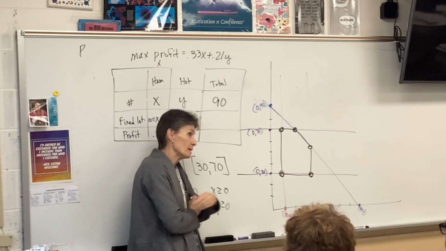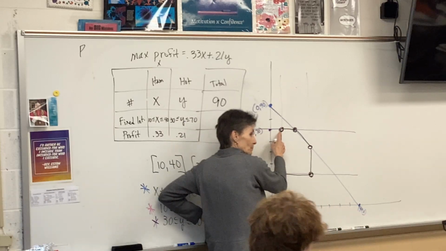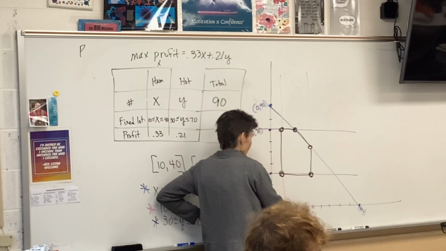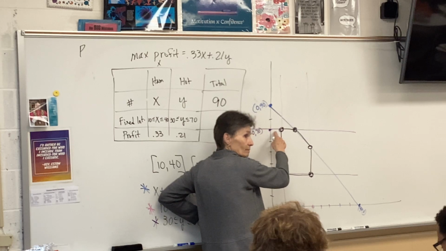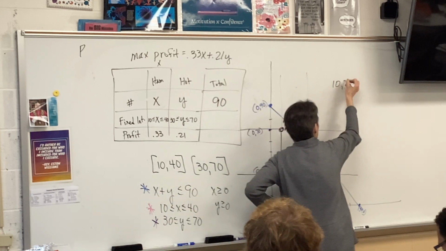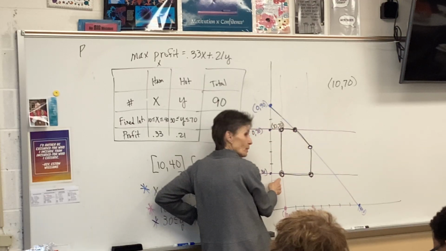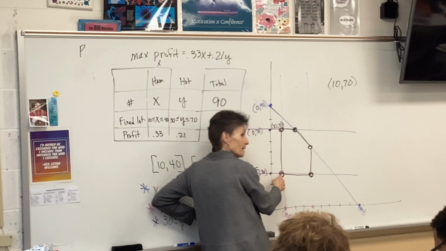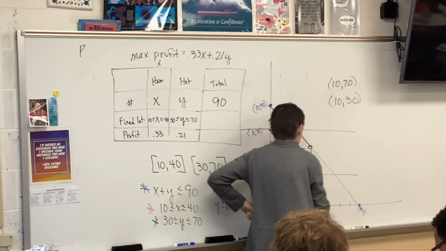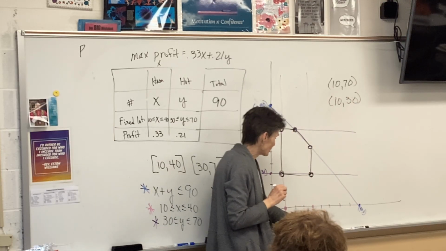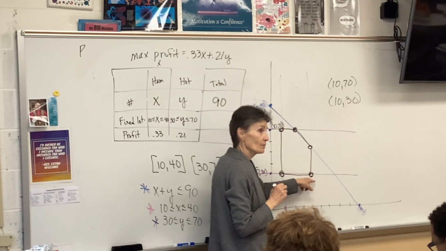Now, some of these points are super easy. For example, see this guy right here? What point is he? X is 10 and Y is 70. Isn't that the point 10 comma 70 right here? And what about this one? This is point 10 comma 30. Those horizontal and vertical lines make it really easy. What's this one? X is 40 and Y is 30.